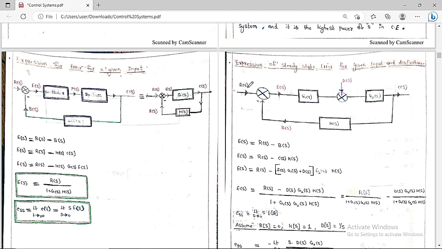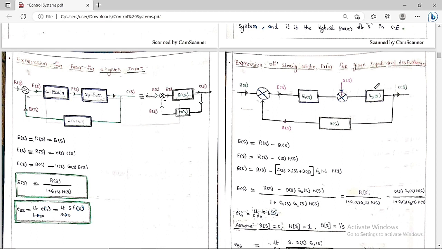Here the input is R of S and the output is C of S. There is a transfer function g1 of s, and here there is a transfer function g2 of s. This is the sensor transfer function h of s, the output is b of s, and here it is e of s. Between these two systems, we are going to keep another summer, which is going to provide some disturbance, d of s.